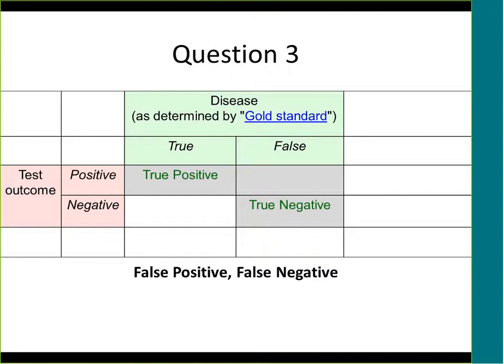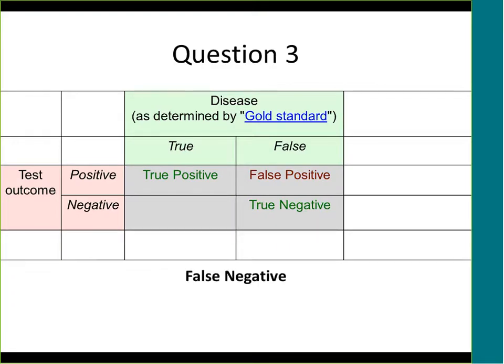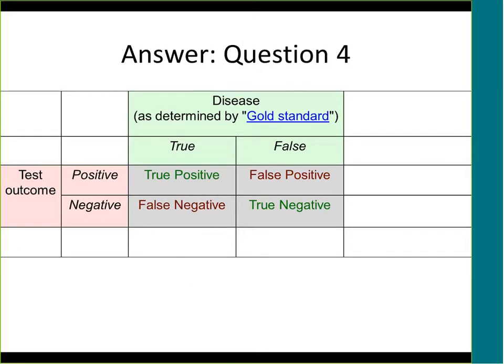So now looking at the bin in the upper right hand, these are patients who do not have the disease, but when you test them with your test, the test comes back as positive. So are these false positives or are these false negatives? And the answer to this question is these are the false positives. So they are false positives because they test positive, but they do not have the disease. And then last but not least, these patients are going to be the false negatives. So the false negatives are those patients that truly have the disease, but they test negative for the disease.